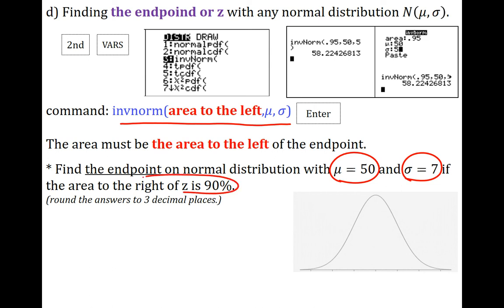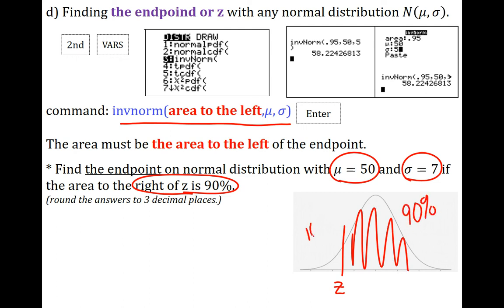Okay, now they're trying to mess with us because they're giving us an area to the right of z at 90%. Okay, well, 90% is a lot, right? So if this is my z number we're looking for, and this is worth 90%, then the area to the left is worth 10%. So I'm going to do my calculation based on 10%. I'm going to take an inverse norm. That's what the command says. I'm going to tell it, hey, give me 10%. But I want that 10% based on a 50 distribution and a 7.